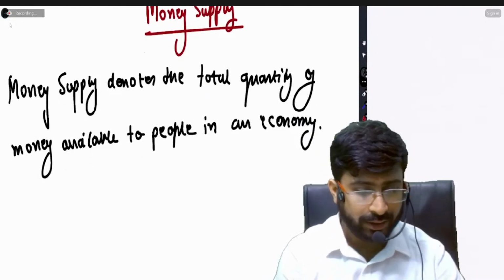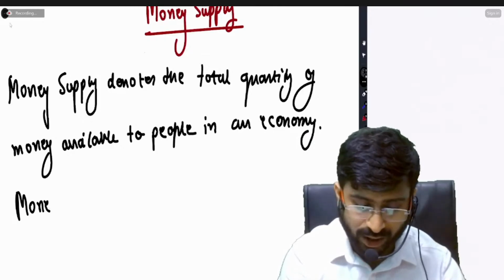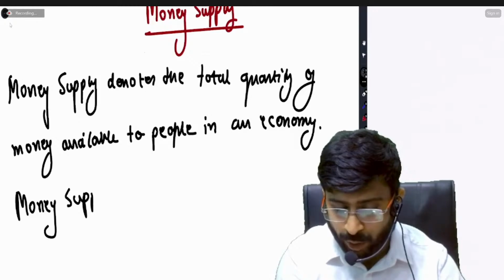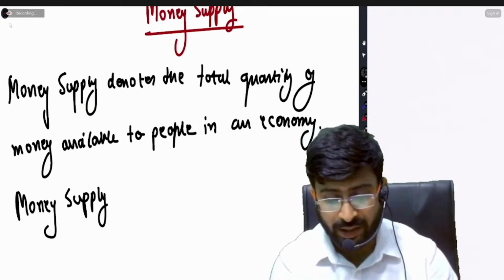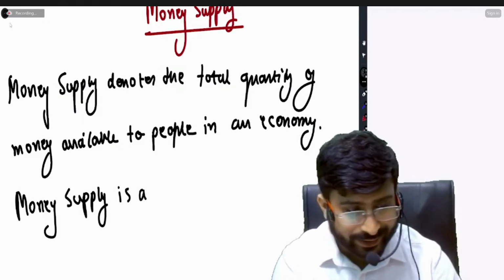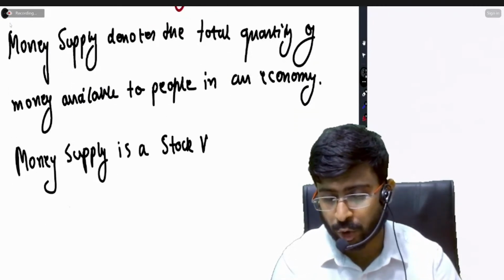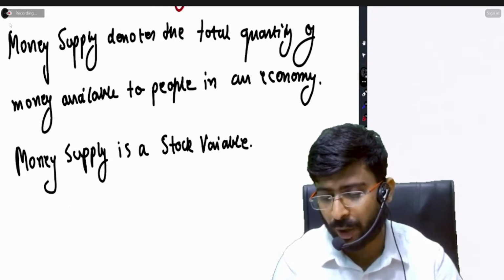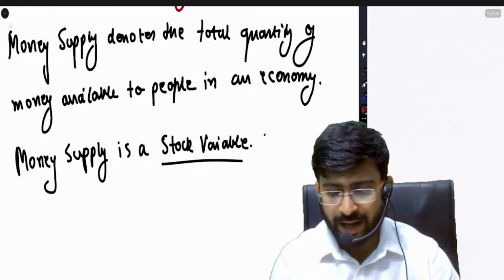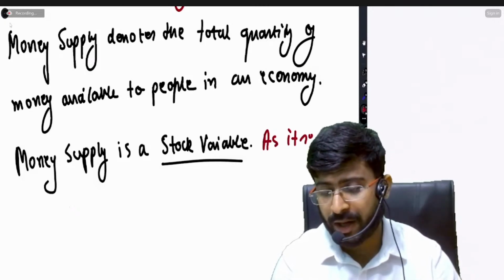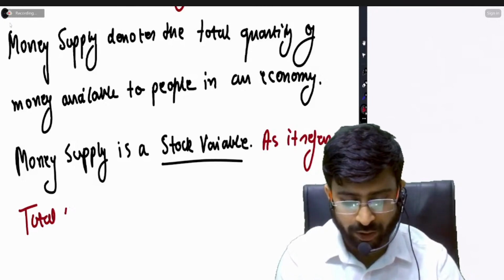And remember one thing, money supply is a stock variable. Very important MCQ question. In fact, in your ICAI BOS app, I am going to post this question, so you all will have to answer it correctly. Money supply is a stock variable, that is, it refers to the total money at a point of time, as it refers to total money at a point of time.